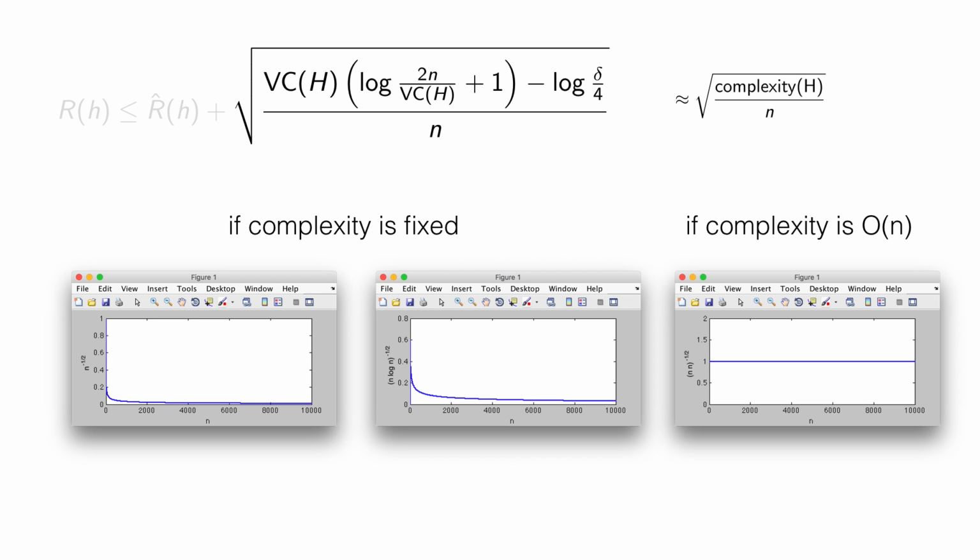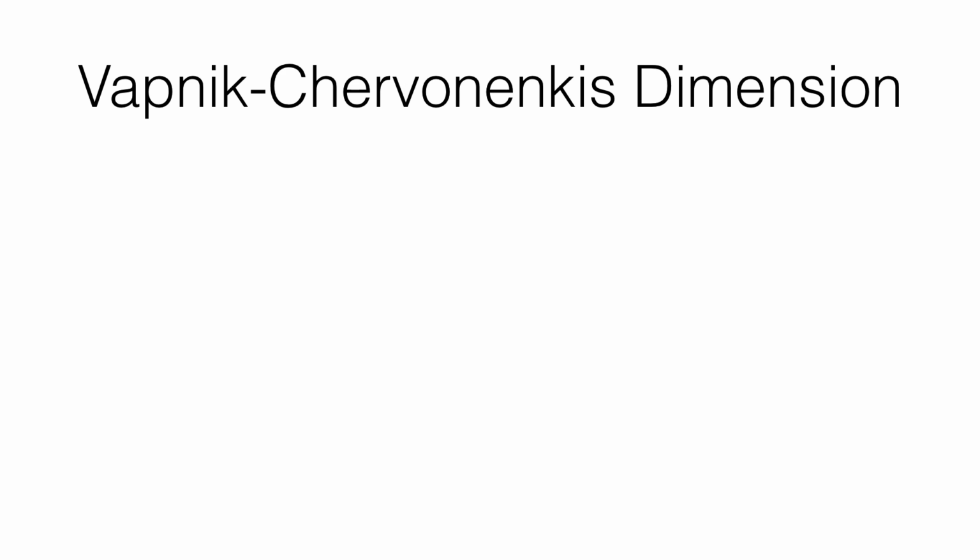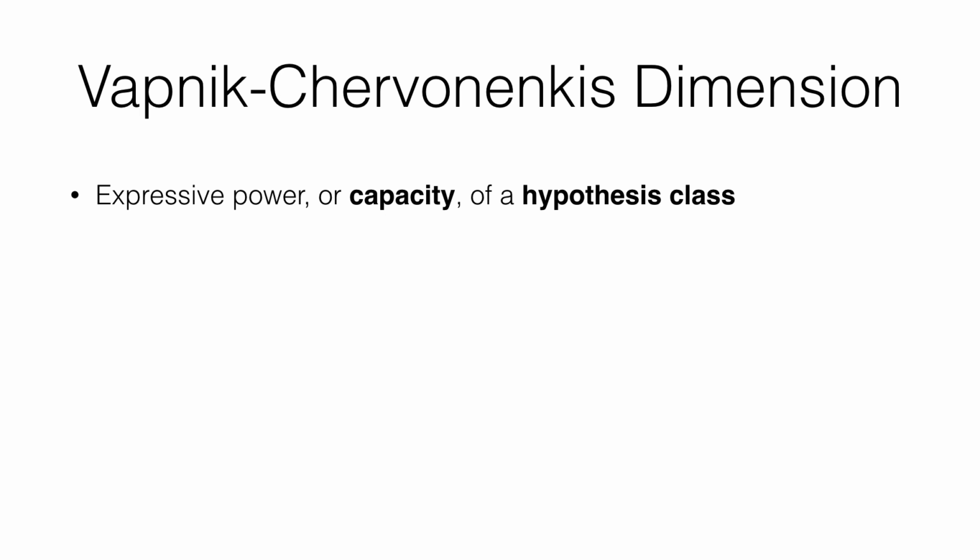So going back to the original bound, before we simplified things, this measure of complexity is done through this VC dimension. So what is it? What is a VC dimension? This is from seminal research by Vapnik and Chervonenkis that led to the SVM, but started with this type of analysis. And the idea is that the VC dimension is one of many measures that characterize the expressive power or capacity of a hypothesis class.